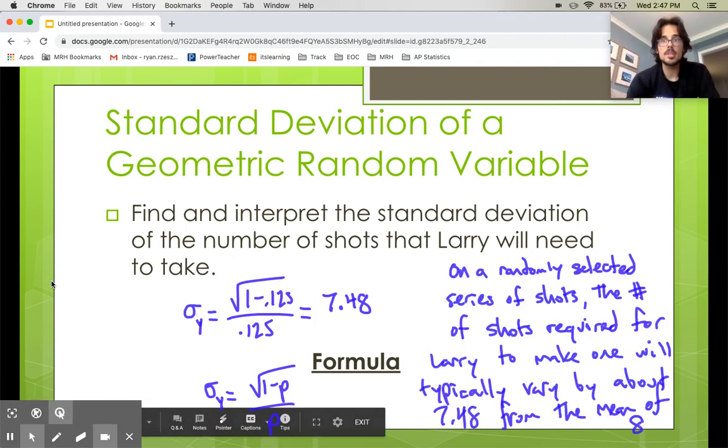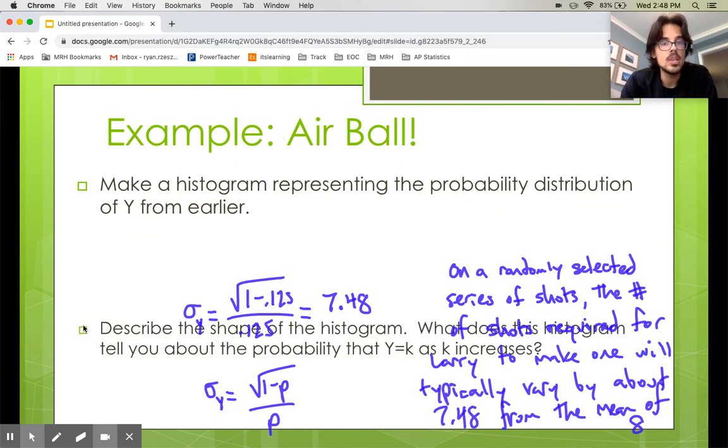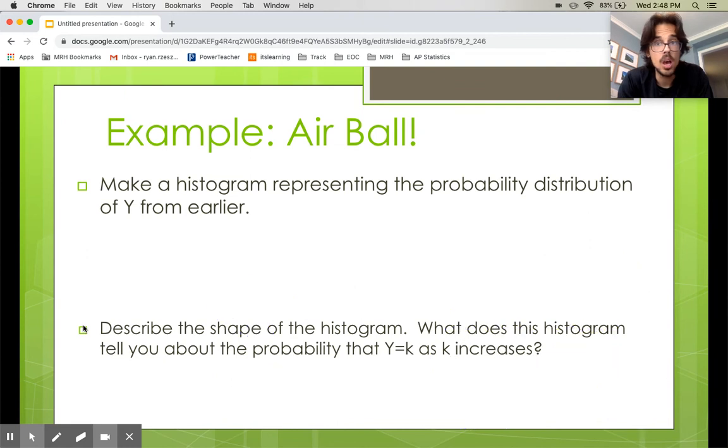All right, so you guys can see a nice little explanation right there for the standard deviation, basically going through what I just talked about. The last thing in this lesson that we need to handle here is looking at the shape of a geometric, and we'll also talk about a binomial distribution. So basically, if we made a histogram of the probability distribution, what kind of shape would we see?